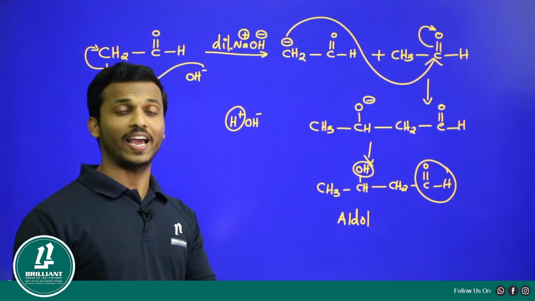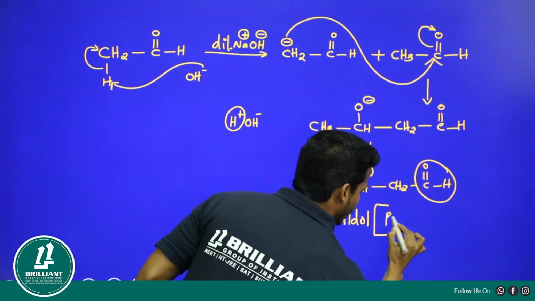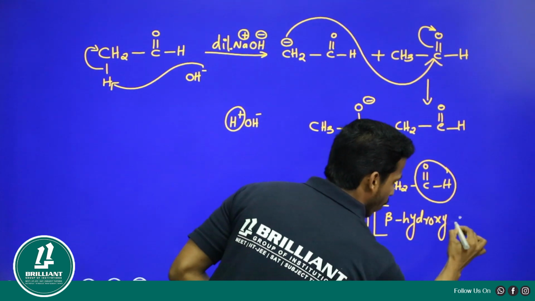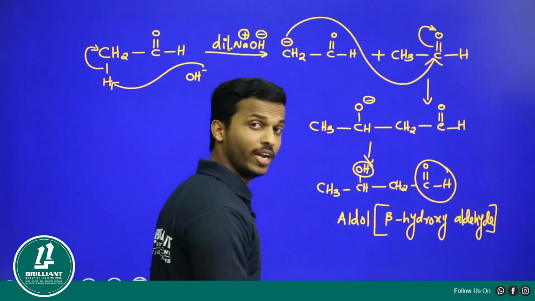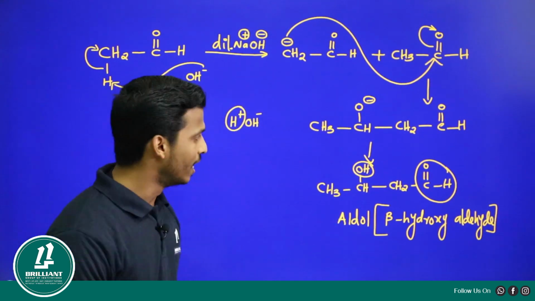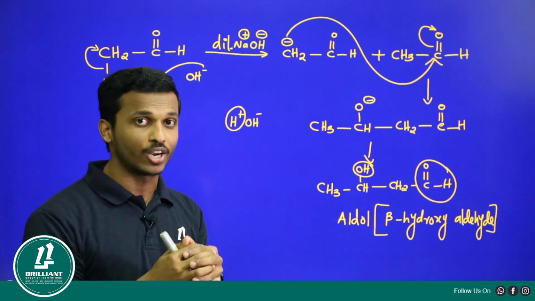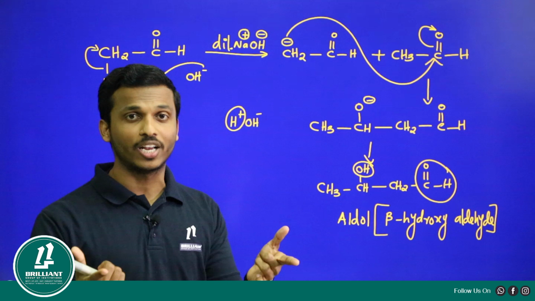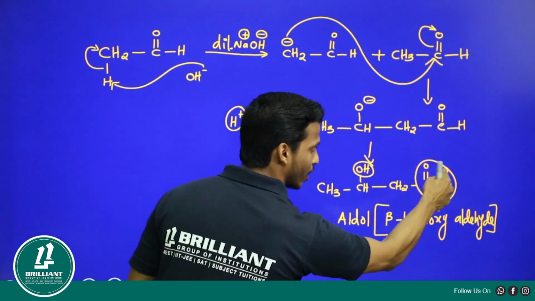And we can say that aldol is also known as beta hydroxy aldehyde. Why is it beta hydroxy aldehyde? As per the priority order of the functional group, when you consider aldehyde and alcohol, which is the major functional group? Absolutely aldehyde. So this is the major group.